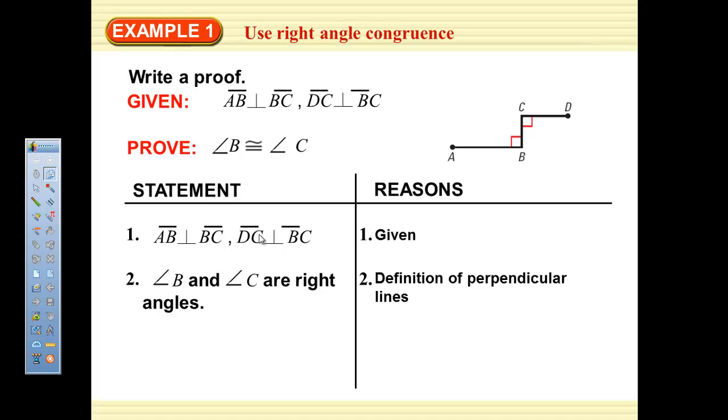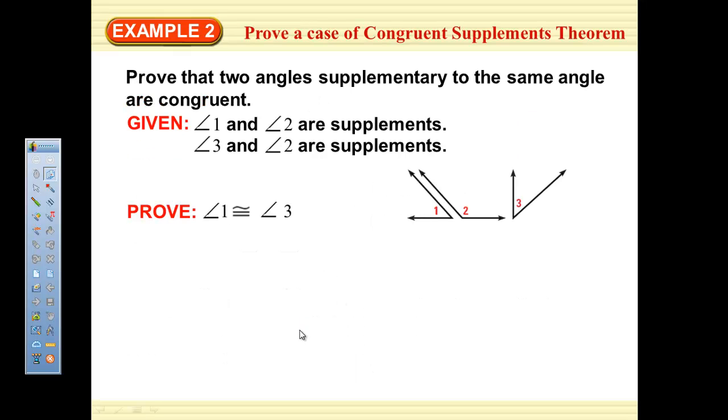Finally, we can state that these two angles are congruent, and the reason for it is the right angles congruence theorem, which states that all right angles are congruent. So that saves us a couple of steps there. Otherwise, we'd have to state that they're both equal to 90 and then set them equal to each other and then finally change them to congruence. So it does save us a couple steps.